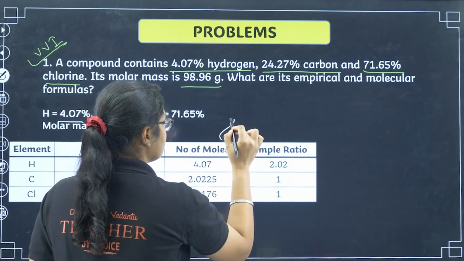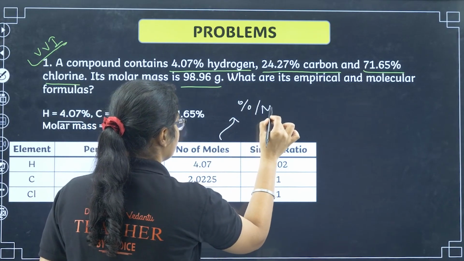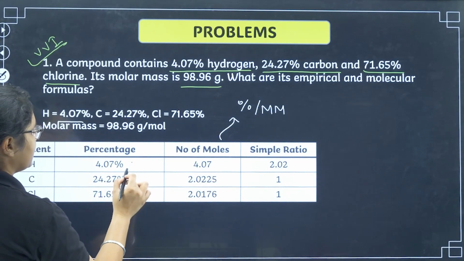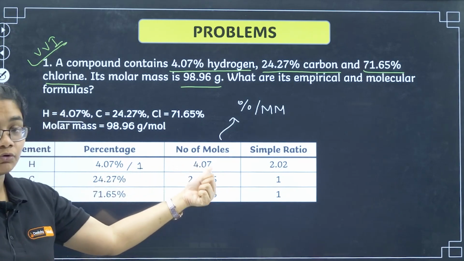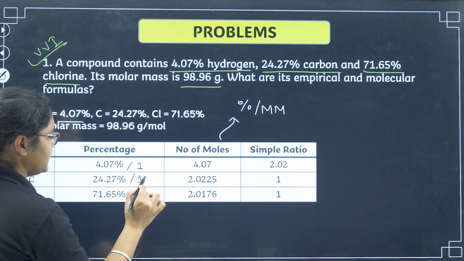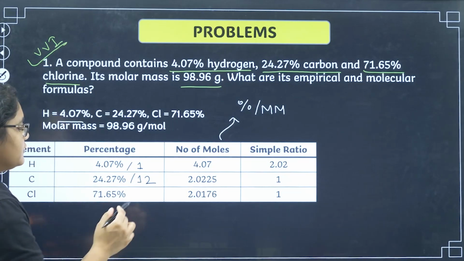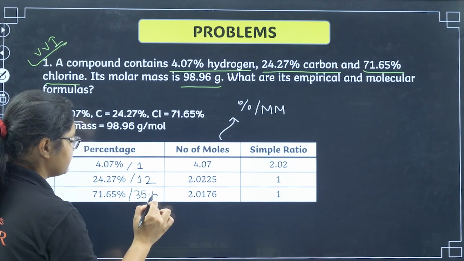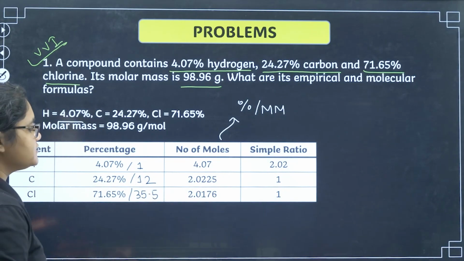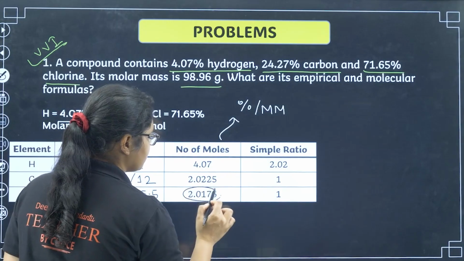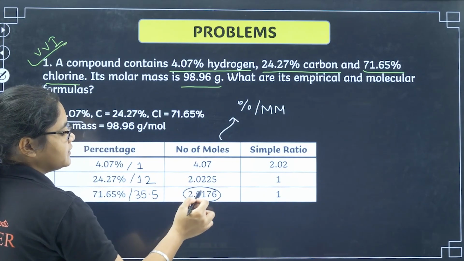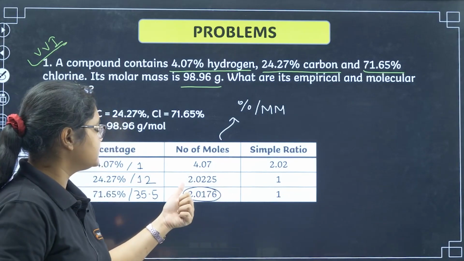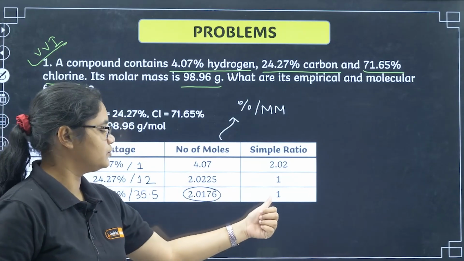Now how do we find number of moles? Percentage divided by molar mass, right? So 4.07 I'll divide by 1. Why? Hydrogen mass is 1, so I'll get 4.07. For carbon it will be divided by 12 because carbon molar mass is 12. If I divide, I'll get 2.0225. Next, for chlorine I'll divide by 35.5. I'll get 2.0176. Now which is the lowest of all this? So each of these numbers has to be divided by 2. So now 4 divided by 2, roughly I'll get 2. This is 2 divided by 2, 1. This also I'll get 2 divided by 2, 1.